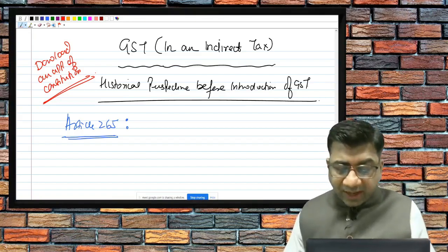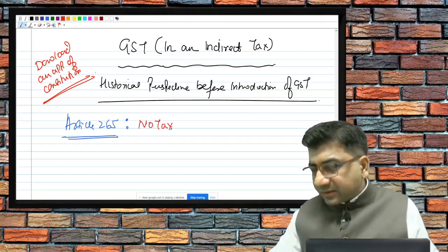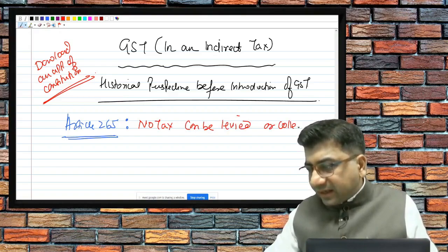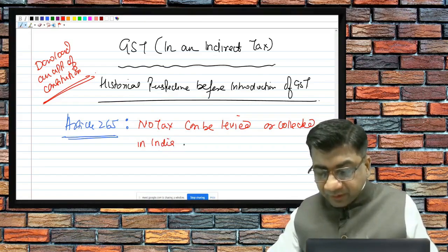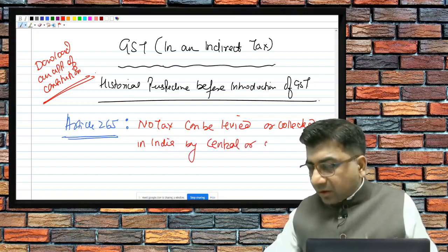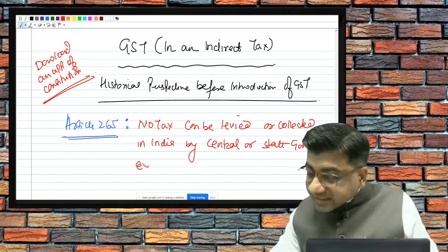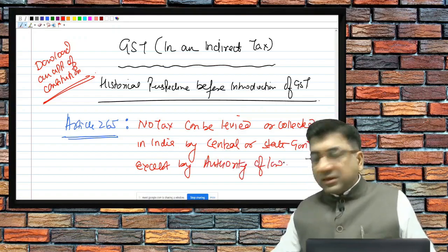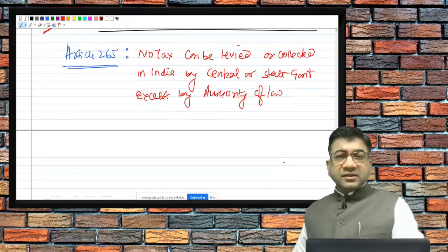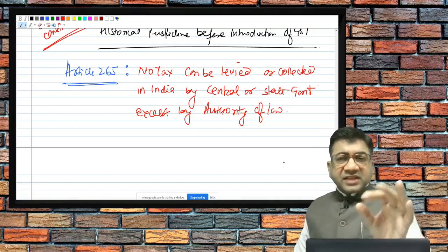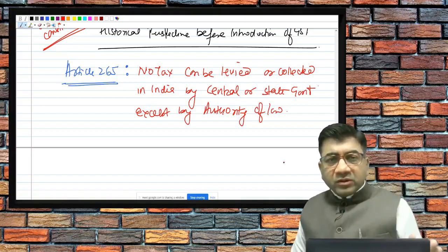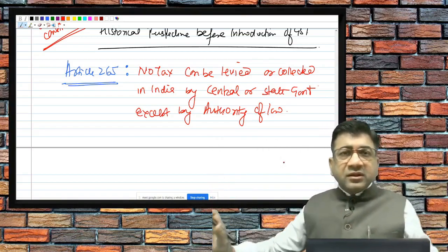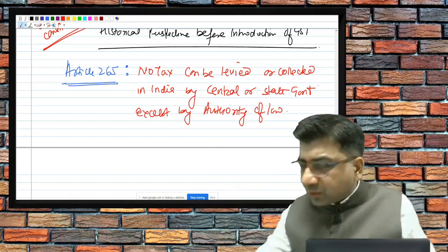You can download the Constitution app. Article 265 says no tax, yes my dear friends, no tax can be levied or collected in India by the central or the state government except by authority of law. So in India, you cannot just levy or collect tax without law permitting it. If law does not permit, neither the central government nor the state government can do anything.